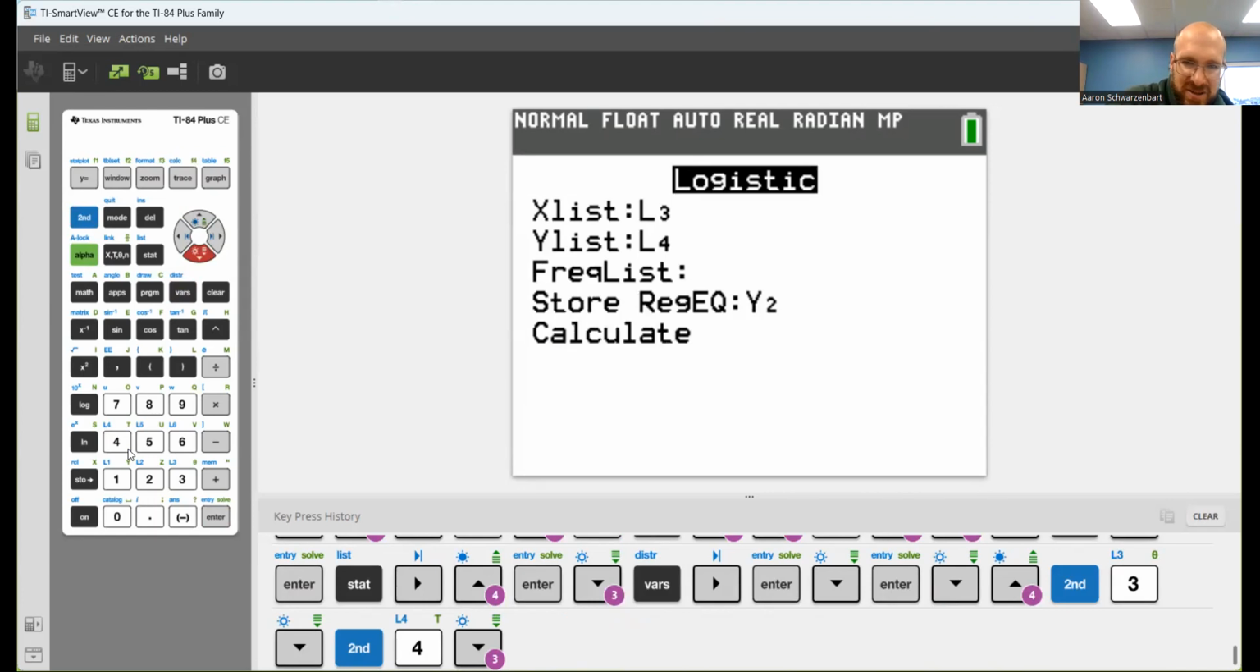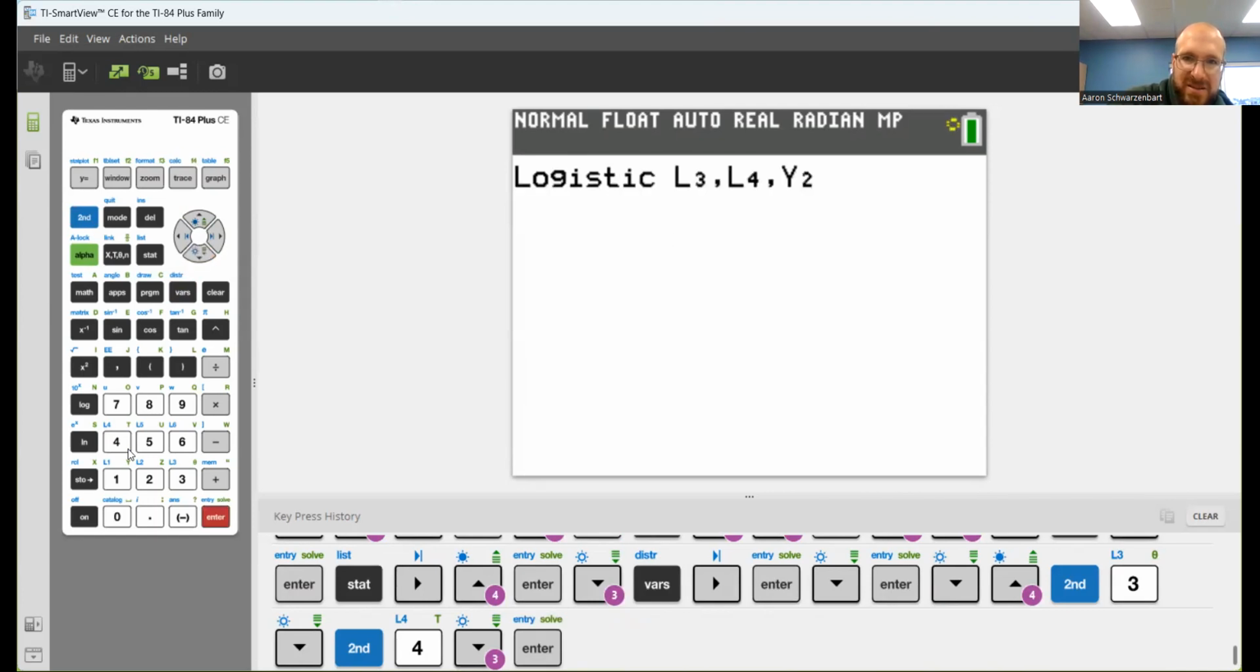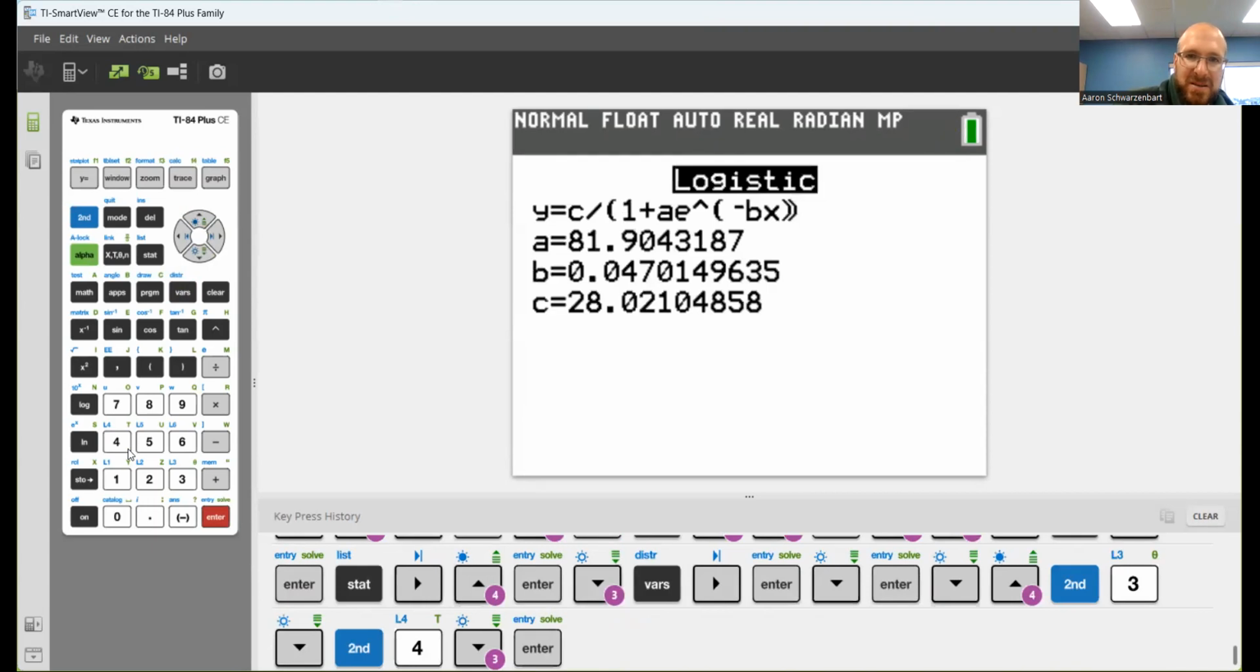So since I entered the data in L3 and L4, that's what my X list and Y list need to be. Okay. This is important to look at what the model is telling me. My equation kind of gives me C divided by 28.021 over 1 plus 81.90 times 0.04701 to the X. Nope, that's not what it says.